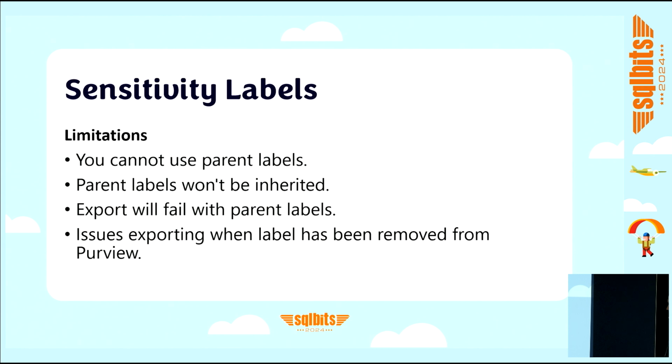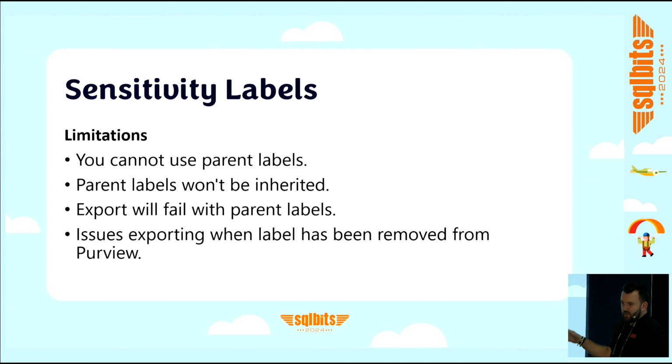And issues exporting when a label has been removed from Purview. This is something similar. It's very rare that someone is going to remove confidential, but let's imagine that you have reports classified as general, and they remove that label. The question is if you can change the name. To be fair, I don't know. I believe that you can. They are probably working on this, but I will have to check on that.